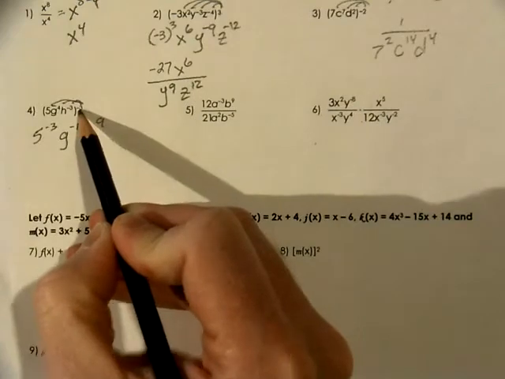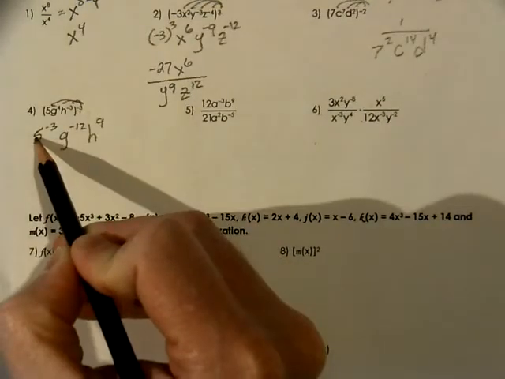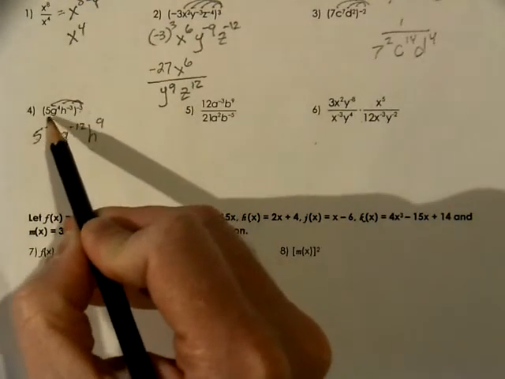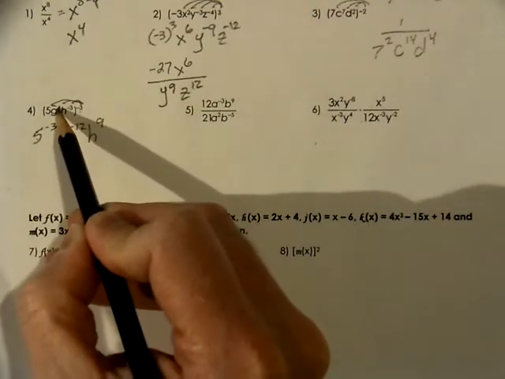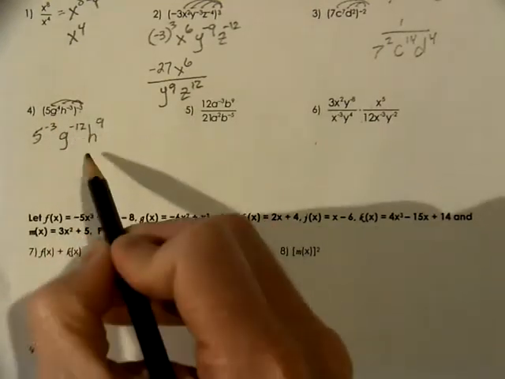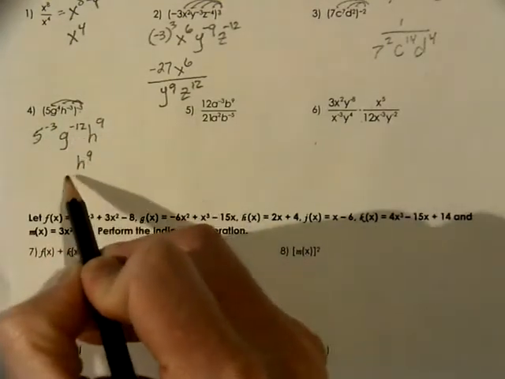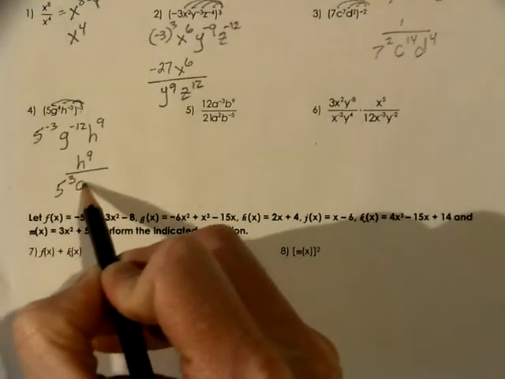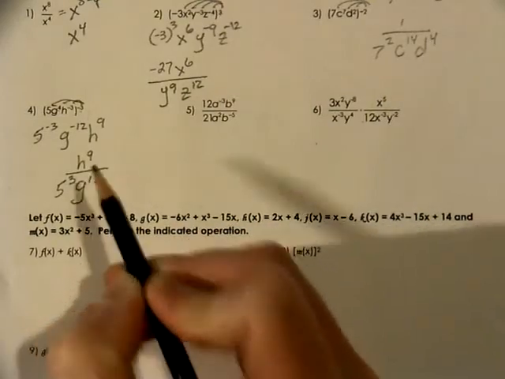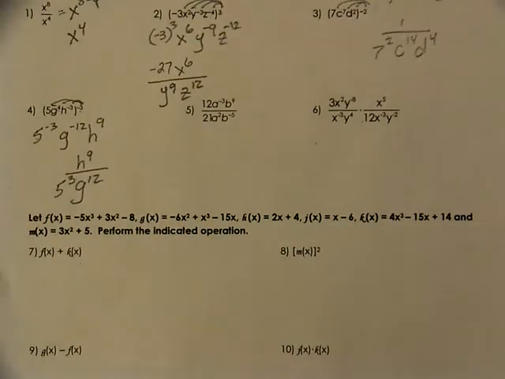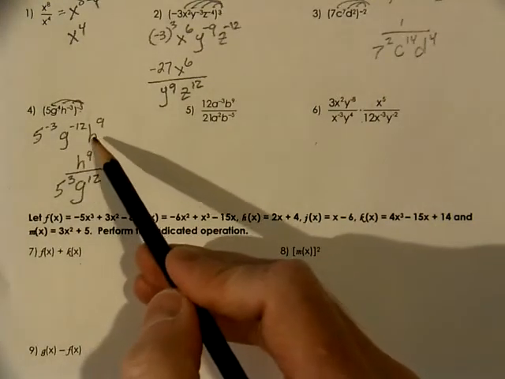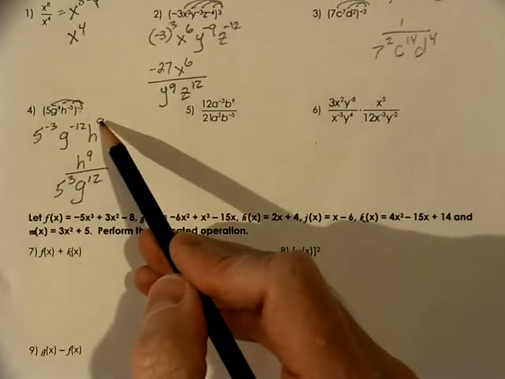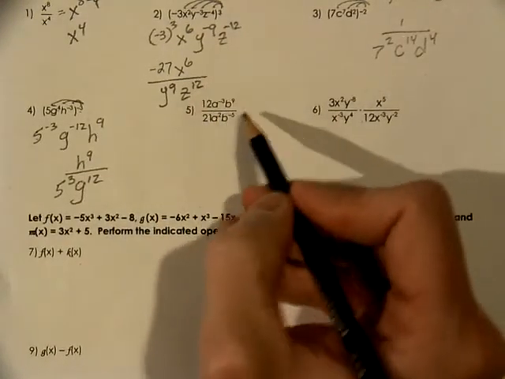So the -3 goes to the 5 as an exponent. It goes to the g by multiplying its exponent. So anything with a negative exponent is going to go to the opposite side of the fraction. The h does not have a negative exponent, so it stays.